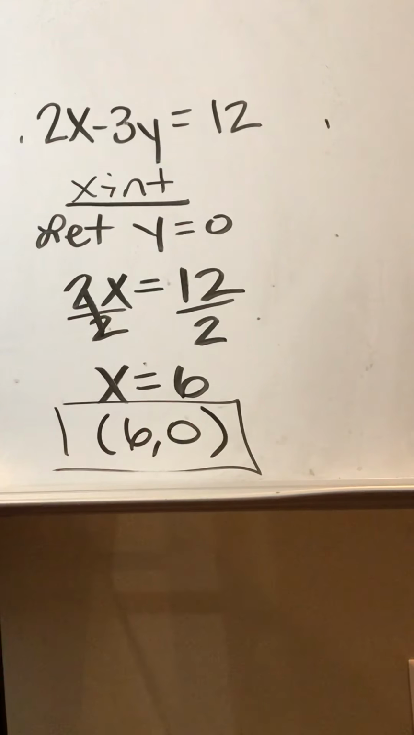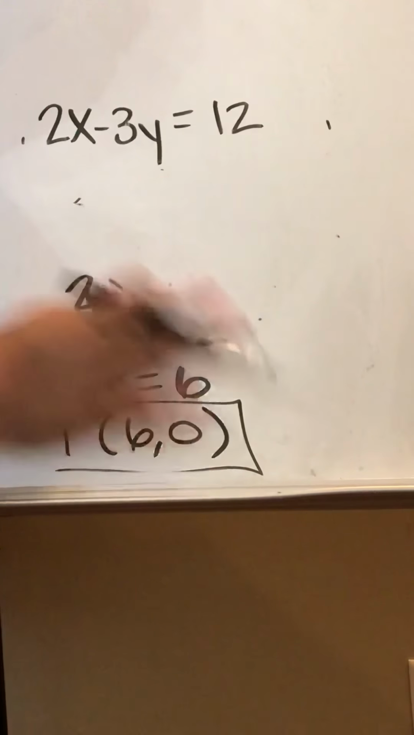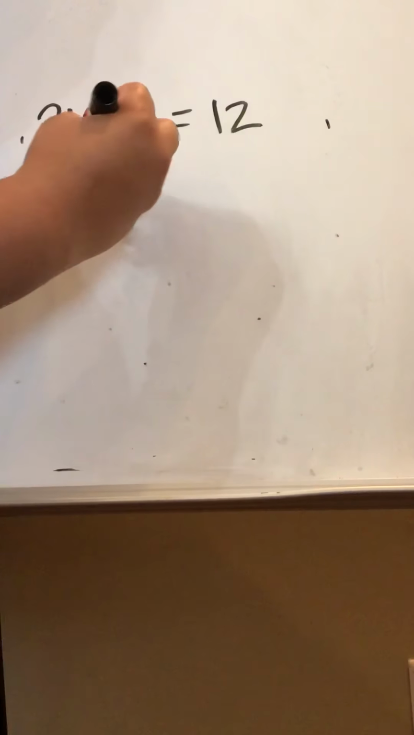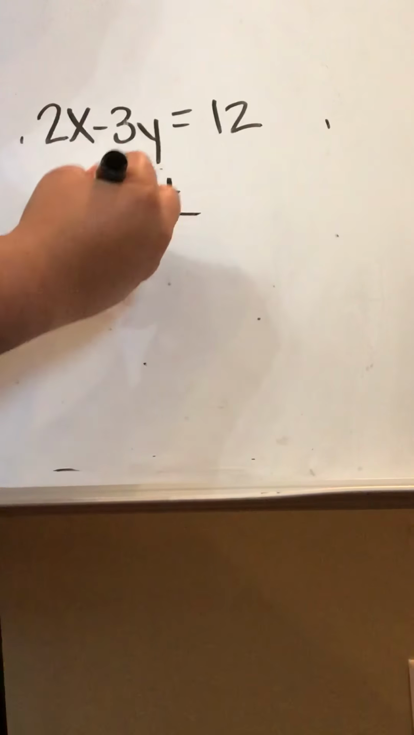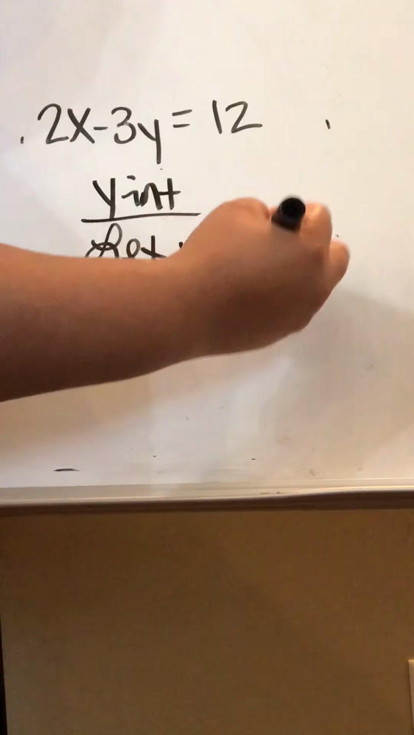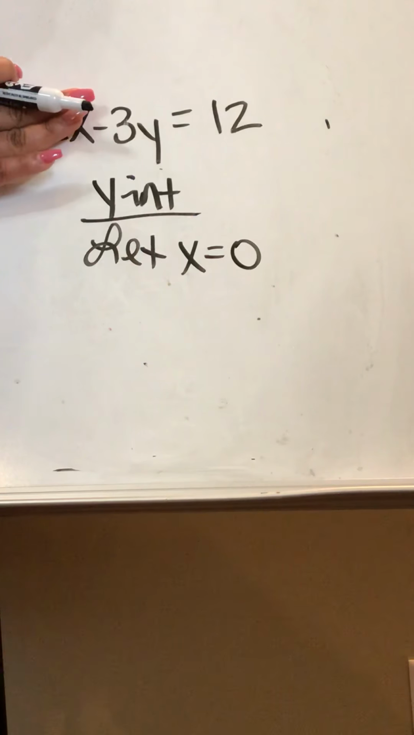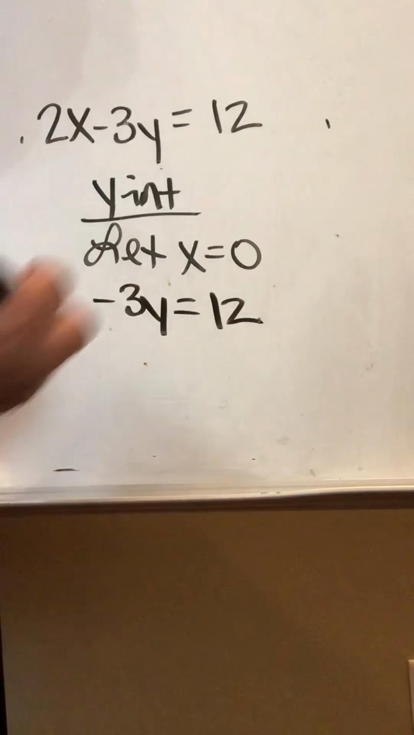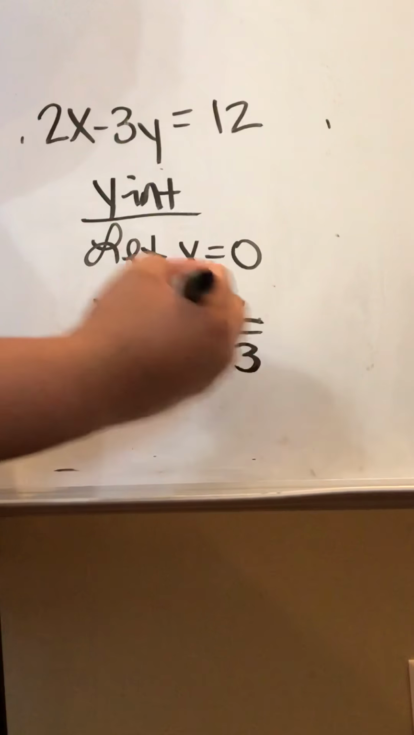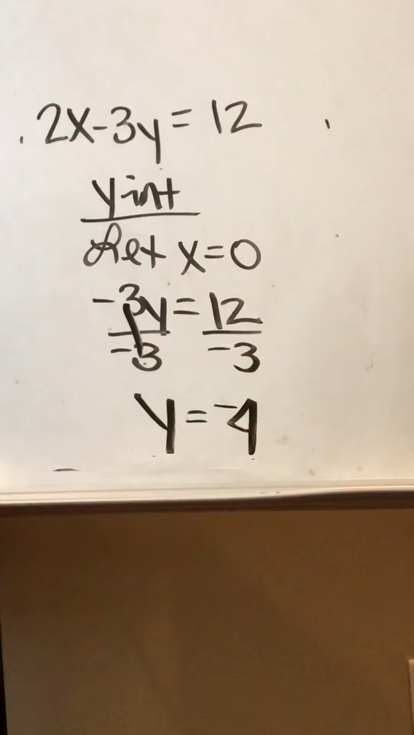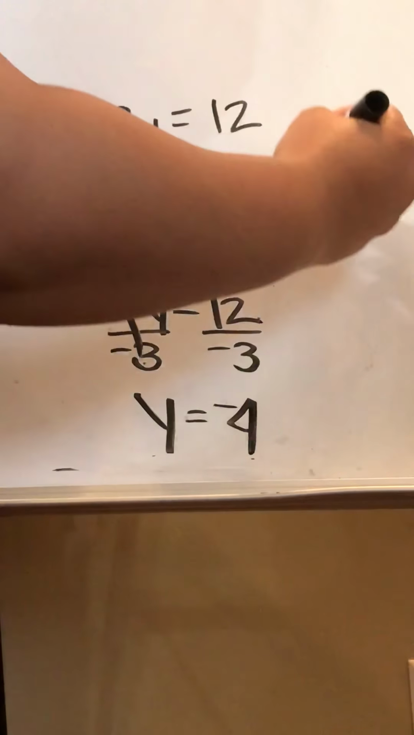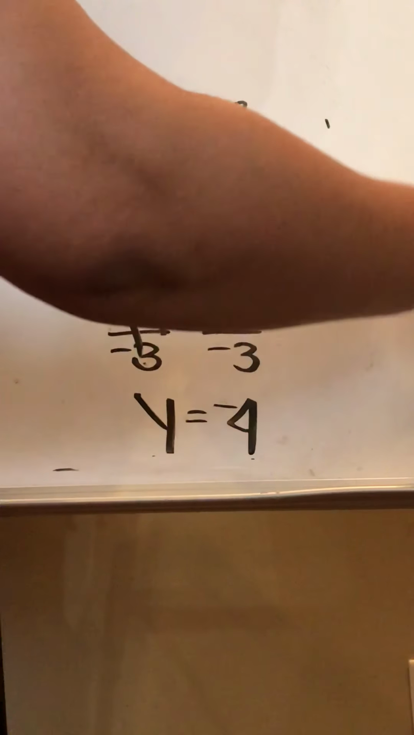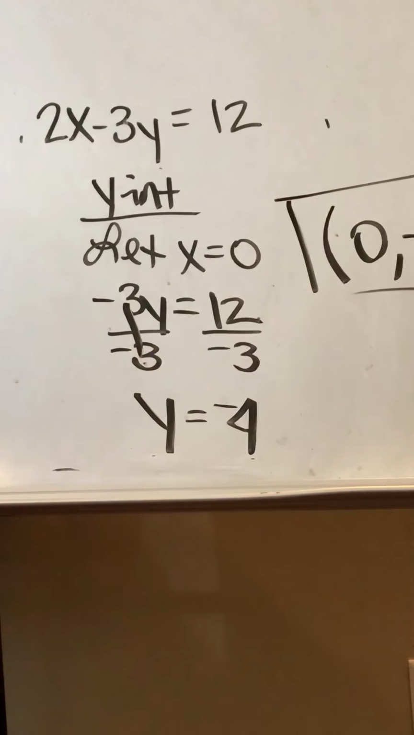Now, if I'm looking for the y-intercept, without me putting it in slope-intercept form, you're going to simply do the exact same thing. You're going to let x be 0 this time. So if I let x be 0, that's gone. You got negative 3y equals 12. So when you divide by negative 3, y is negative 4. So your point would be 0, negative 4. That's my y-intercept.